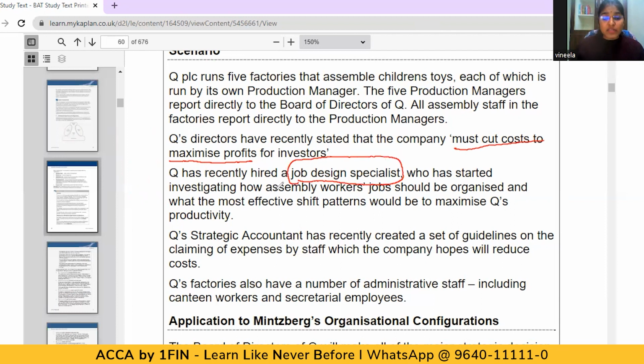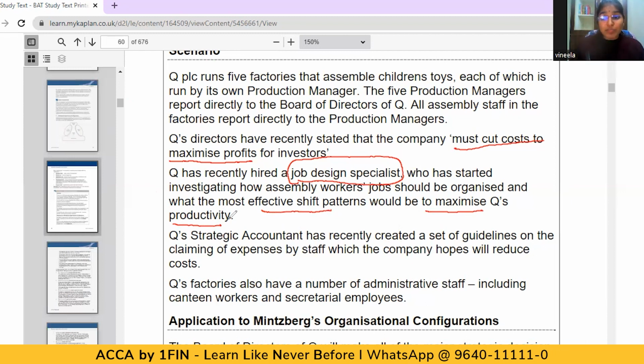Who has started investigating how assembly workers' jobs should be organized and what's the most effective shift pattern to maximize Q's productivity. See here, he is not related to the core activity of producing goods, but assembling the children's toys, but he is related to making that assembly in a proper manner. You can say he is trying to make that procedure structured. That is why they have appointed this job design analyst.